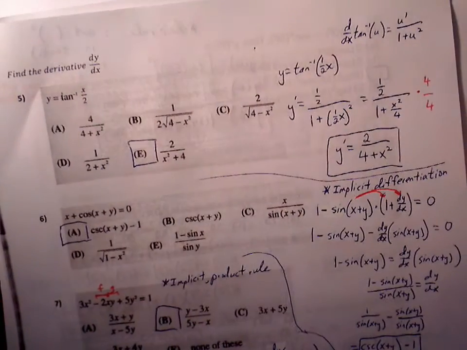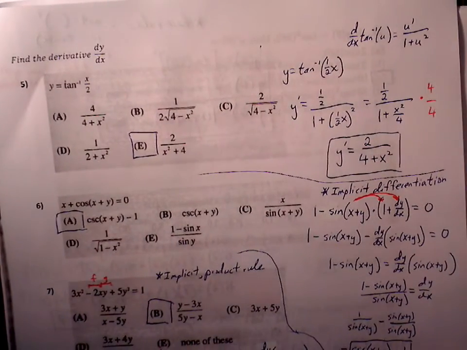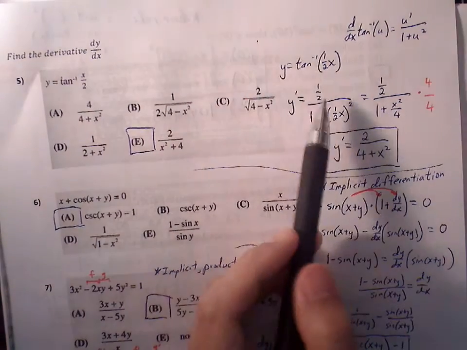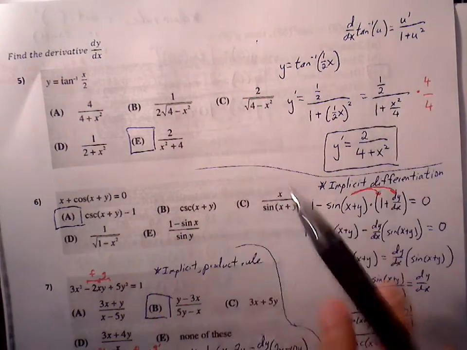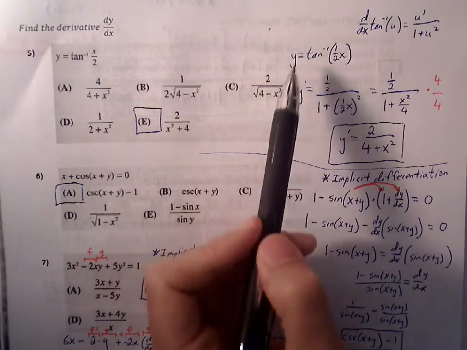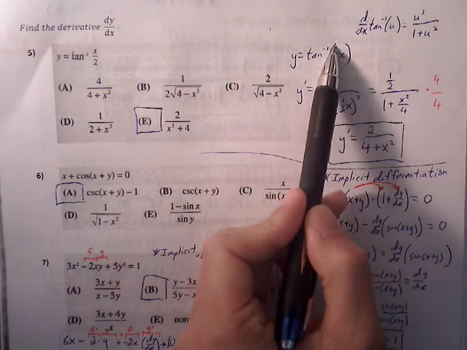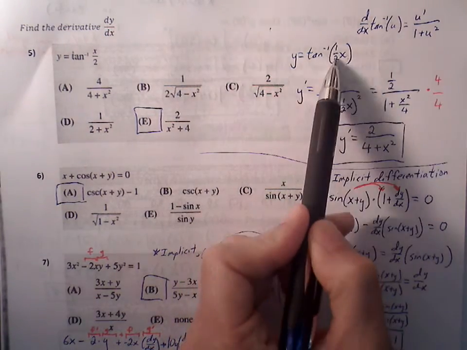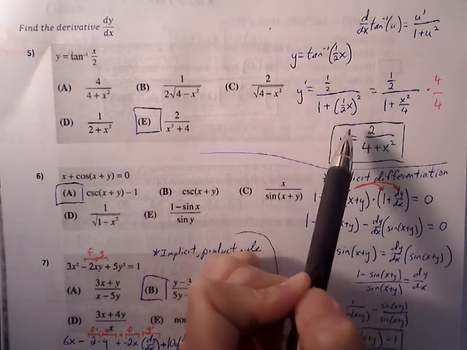All right, number 5. Find the derivative of arctangent of x over 2. And arctangent's derivative is u prime over 1 plus u squared. I'm going to rewrite it as arctangent of 1/2 x. So this is clearly my u value. So we're just following the rule here, u prime.